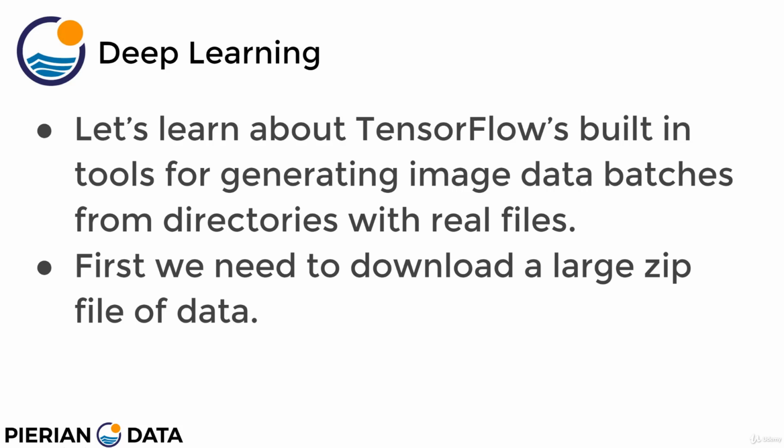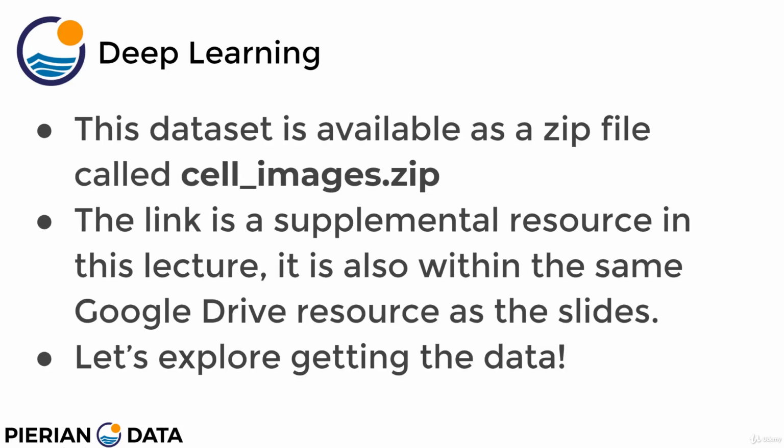First, in order to do this, we need to download a large zip file of data. This zip file was too large to upload to Udemy directly, so we have it as a Google Drive link. This dataset is available as a zip file called cell_images.zip. The link is a supplemental resource in this lecture. It is also within the same Google Drive resource as the slides, so you may have actually already seen it. In this lecture we're just going to walk through where you can find that data, then download it, and then get the file path for it.